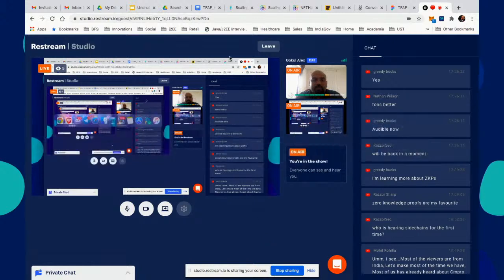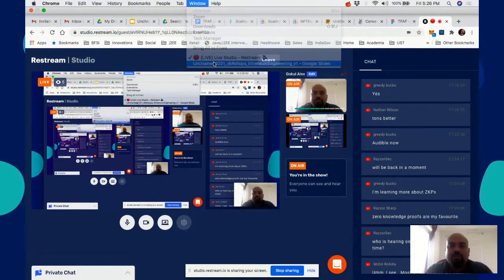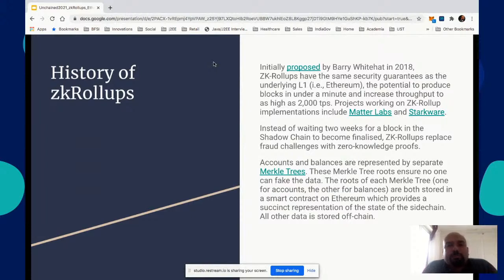Let's continue into the slides. We are now deep diving into the roll-ups. Initially proposed by Barry Whitehat in 2018, ZK rollups have the same security guarantee as the underlying layer 1 technology, like Ethereum. They have the potential to produce blocks in under a minute and increase the throughput to as high as 2000 transactions per second. There are projects like Matter Labs, Loopring, and StarkWare on ZK rollups.